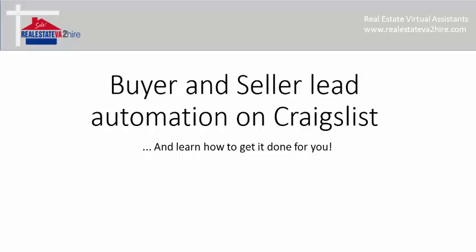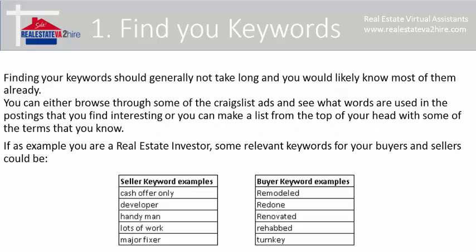realestateVA2hire.com. Today is all about buyer and seller lead automation on Craigslist and learn how to get it done for you. That means you don't have to move a finger. Now, first topic is around how to find keywords.